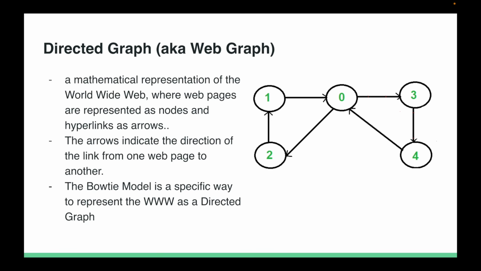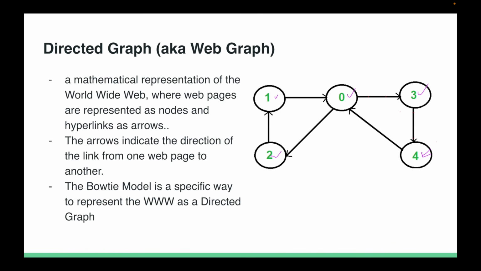Now, the most common way to depict the World Wide Web or groups of web pages is using the directed graph, which is also called a web graph. As we saw before, we have different nodes right here. Each of these might be a particular web page, and they all point to each other based on the website they link to. So for example, if 4 is pointing to 0, that means 4 must have a link to 0. If 0 is pointing to 2, that means that 0 must have a hyperlink that points to 2.